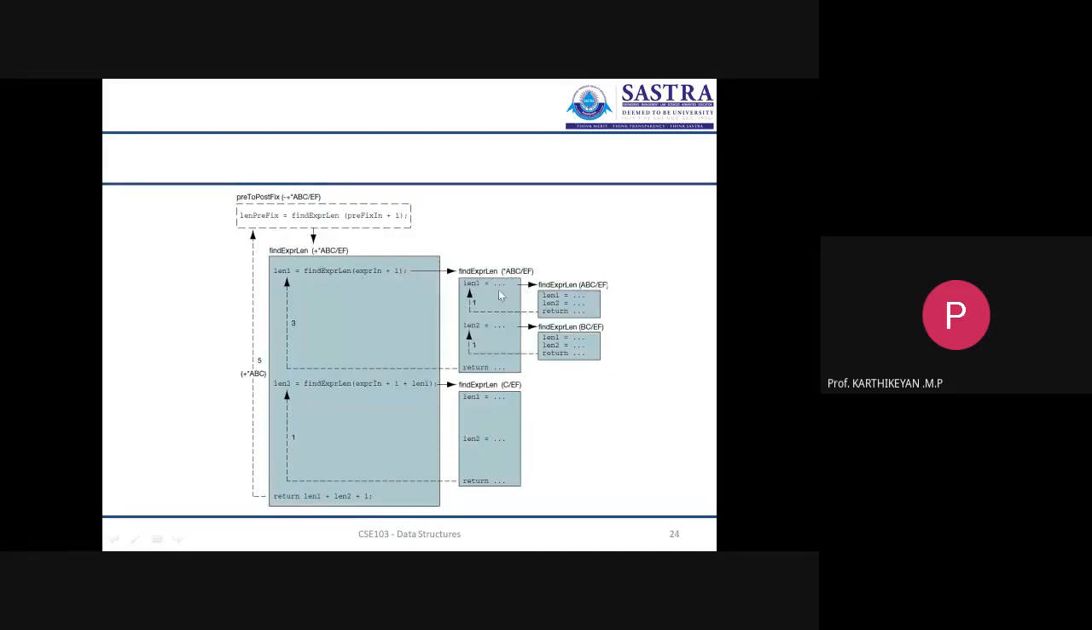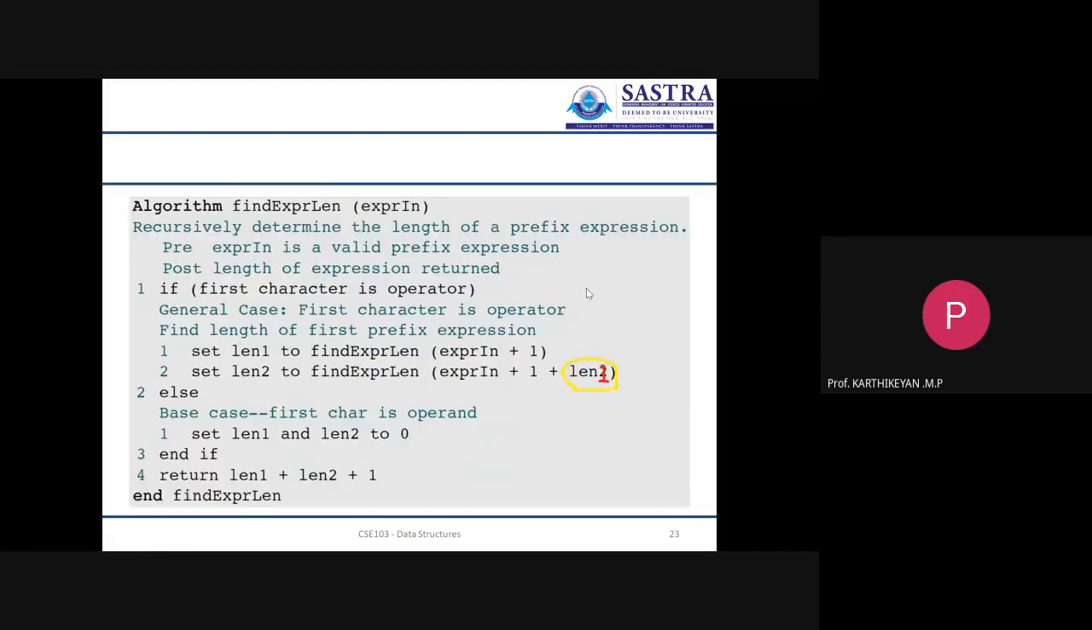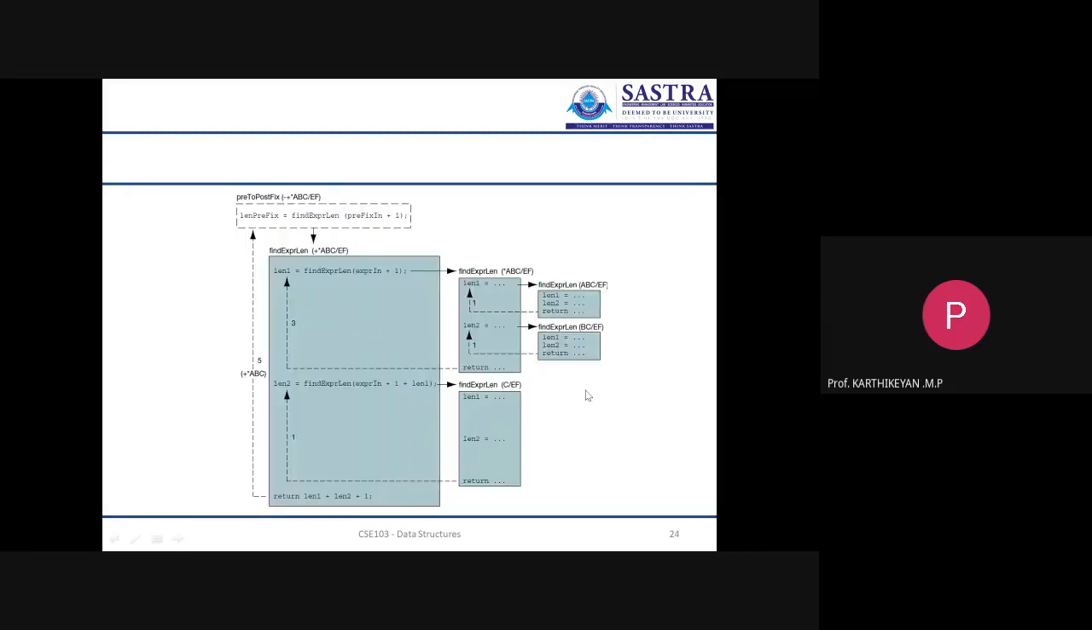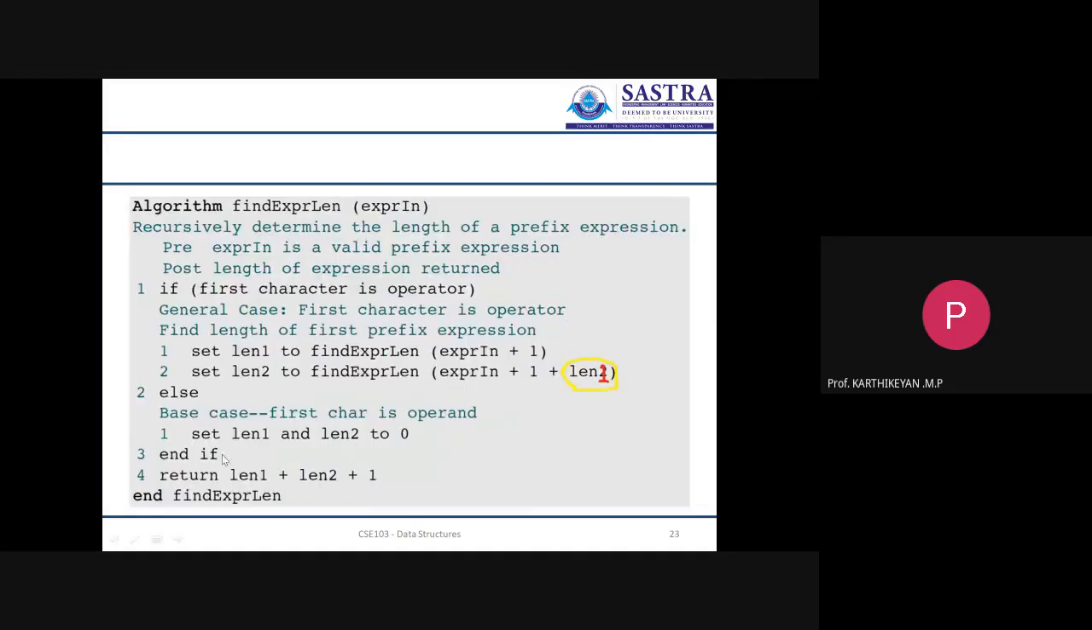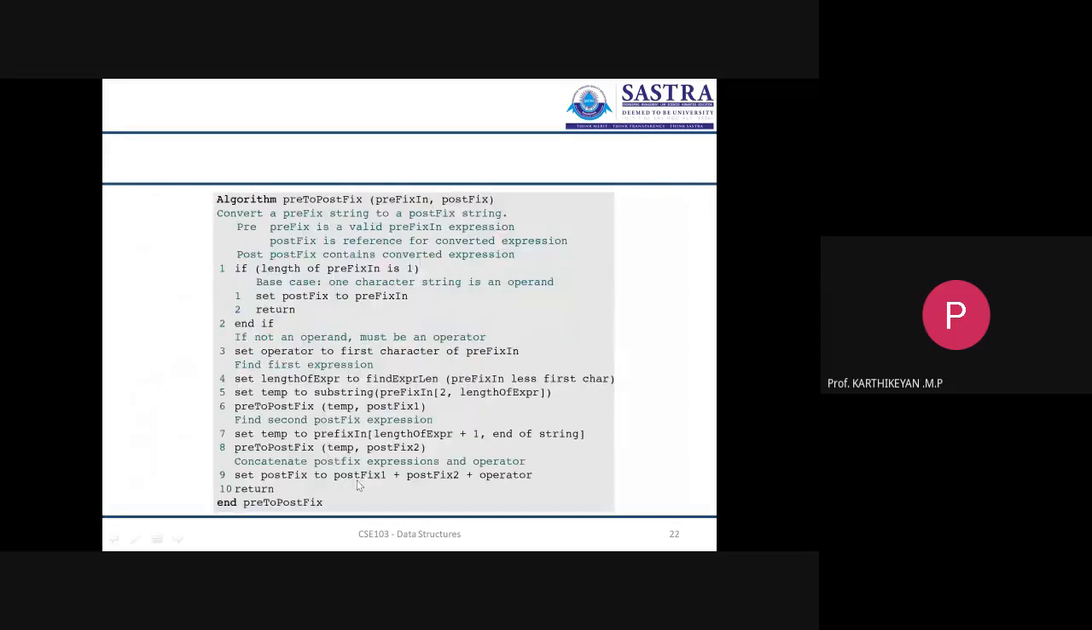For the next level of call, it is going star abc/ef. Again, since the first character is a star operator, recursion goes to find expression of abc. Here the first character is not an operator, it is an operand. Suppose it is an operand, it will go to the else part. In the else part, length 1 and length 2 are assigned 0, and it returns 1. The value returned is length 1 plus length 2 plus 1, that is 0 plus 0 plus 1. So that will be returned.